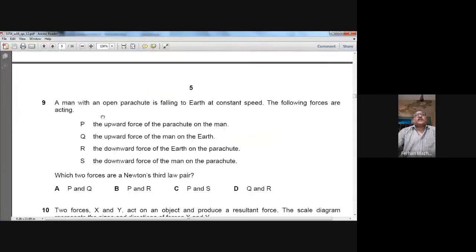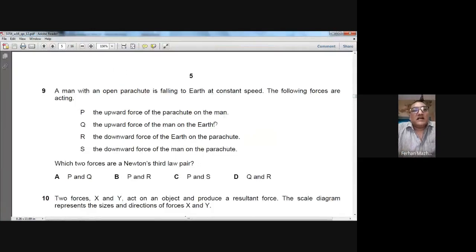Okay, on your screen right now, we have question number 9. A man with an open parachute is falling to earth at constant speed. The following forces are acting. P is the upward force of the parachute on the man. Q is the upward force of the man on the earth. R is the downward force of the earth on the parachute. S is the downward force of the man on the parachute. Which two forces are Newton's third law pair?